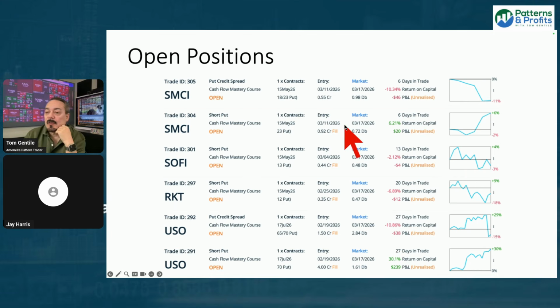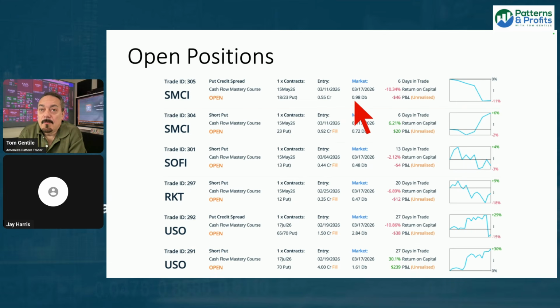But then I see SMCI up here, same situation. I've got a 23 put, which was 92 cents, what was that, a week ago? Now it's 72, going in the right direction. But the put spread went from 55 to 98. How can that be? This is the answer.